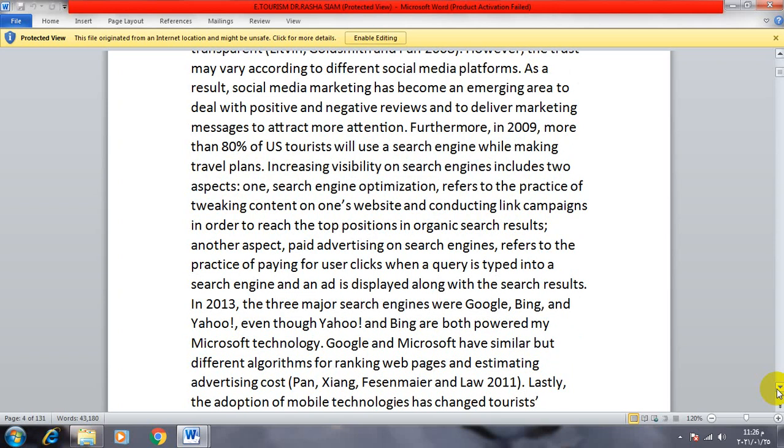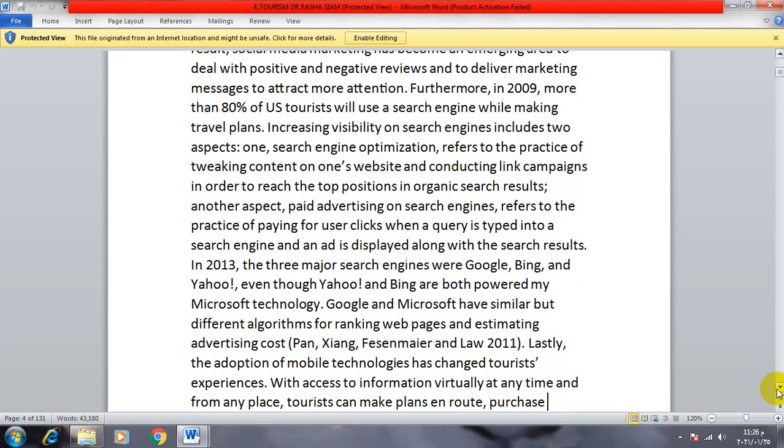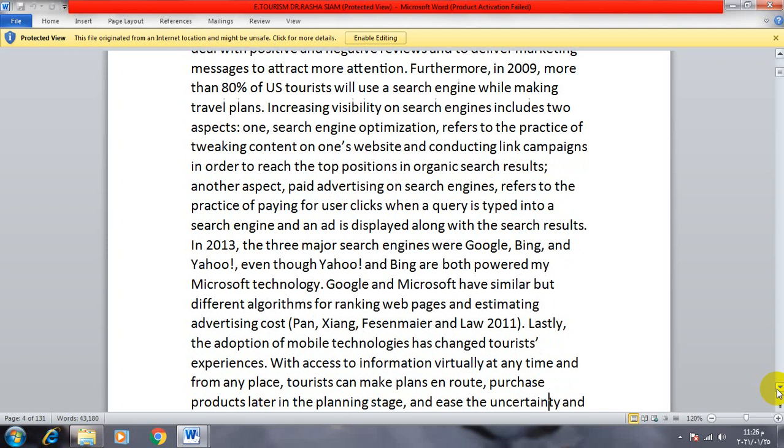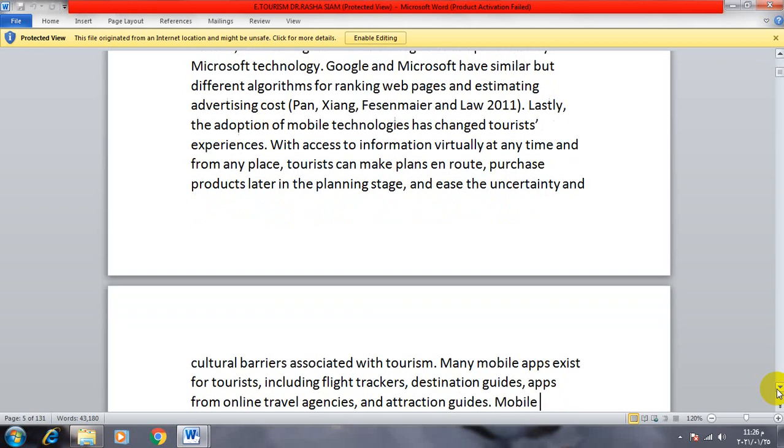Lastly, the adoption of mobile technologies has changed tourists' experience. With access to information virtually anytime and from any place, tourists can make plans en route, purchase products later in the planning stage, and ease the uncertainty and cultural barriers associated with tourism.